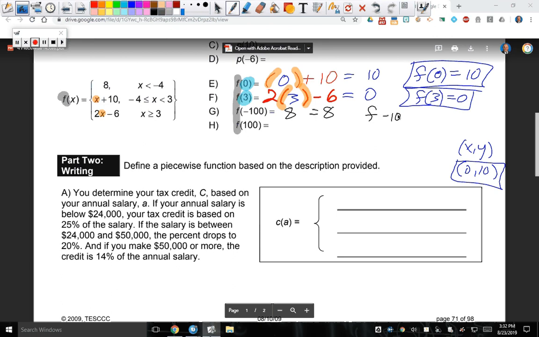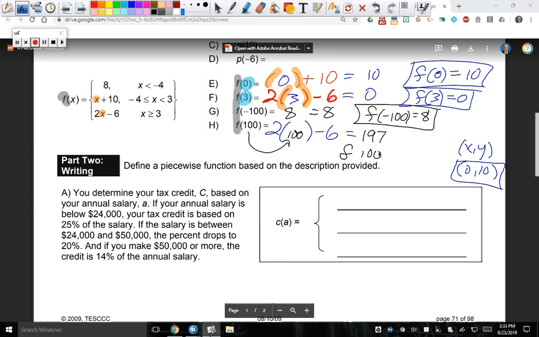So f of negative 100 is 8. And last but not least, we're going to plug this into the last equation. And it's going to be 2 parentheses minus 6. And when we plug in this 100, you should get 197. So f of 100, or 194, thank you, is 194.